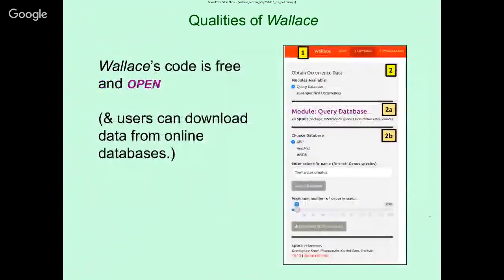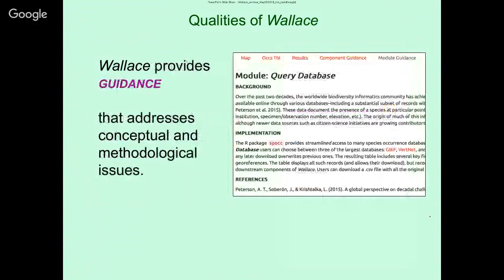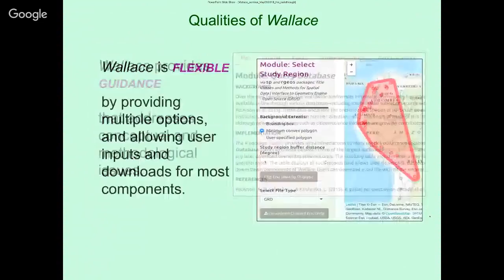I should also mention that Wallace makes use of open databases like GBIF and VertNet for bioinformatics. And so we allow access to these open databases as well. Wallace also provides guidance, so it's instructive. There are 2 levels of guidance, and I'll get to that in a bit. And this guidance addresses conceptual and methodological issues, and also includes links to the literature, which we thought was important.